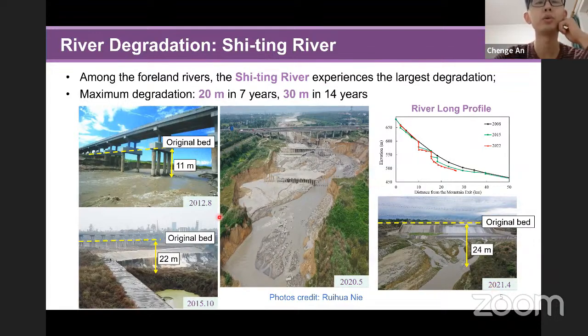And the middle figure shows an overall picture of the degradation reach of the river, in which we can see that the river morphology and the ecological habitat are totally destroyed. And the upper right figure shows the river long profiles at different years from 2008 to 2022. It also shows very large degradation at many sections, at many reaches along the river.